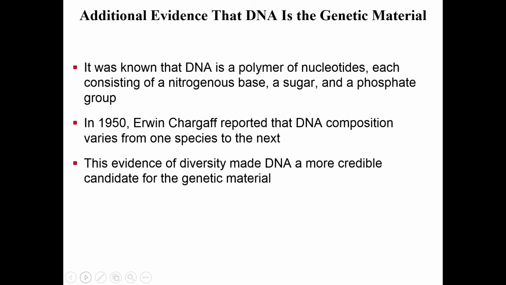Alright, so now we know that DNA is a source of genetic information. We have evidence to support that. But scientists didn't really know what DNA looked like at the molecular level. They knew that DNA is a polymer, and that this polymer is composed of nucleotides, and a nucleotide is composed of a nitrogenous base, deoxyribose sugar, and a phosphate group.